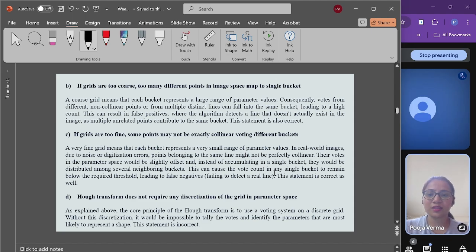Next, option D: Hough transform does not require any discretization of the grid in the parameters. As we already explained above, the Hough transform requires a discretization of the grid. The core principle of the Hough transform is the use of a voting system on a discrete grid. Without discretization, it is not possible to vote or identify the parameters that are most likely to represent the same. So this statement is incorrect.